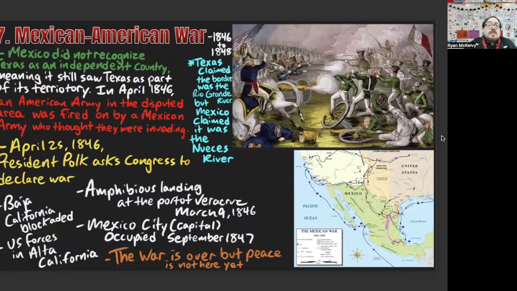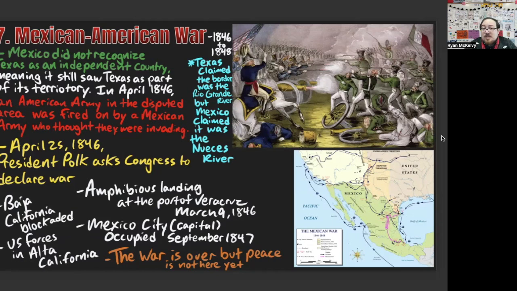Basically, since Mexico did not recognize Texas as an independent country, Texas was still considered part of its territory. There was still that disputed area between the Nueces and the Rio Grande. And they did not recognize the US's control over Texas.